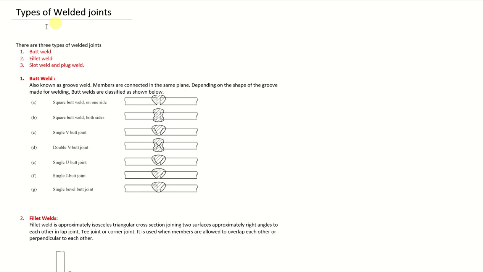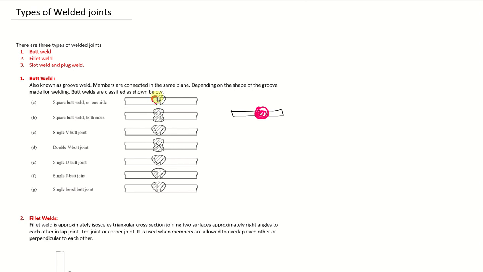Let us see the types of welded joints. We have butt weld, fillet weld, and slot welds. We will generally be using butt weld or fillet welds. And third, slot weld is generally used when the efficiency is not reaching 100%, we will go for slot weld or plug weld. Let us see first what is butt weld. Here simply two plates are kept one after another, and the welding is made between them. So this kind of joint. It's a square butt weld one side.